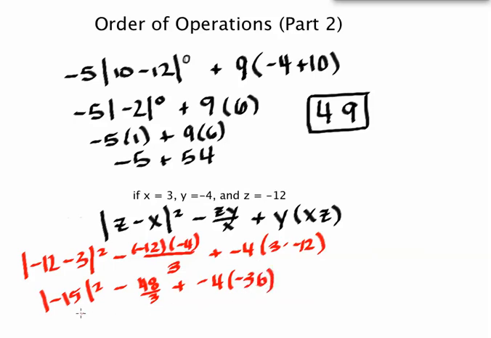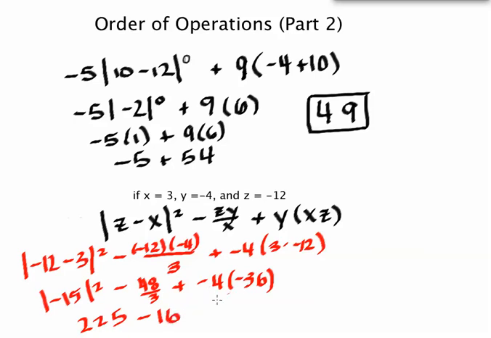Now I need to take care of the exponents next, and again, anything inside absolute value becomes positive, so that's positive 15. And hopefully, if we can remember way back to what I asked you to remember with exponents and perfect squares and square roots, 15 squared is 225. So positive 225 minus 48 divided by 3 is 16.